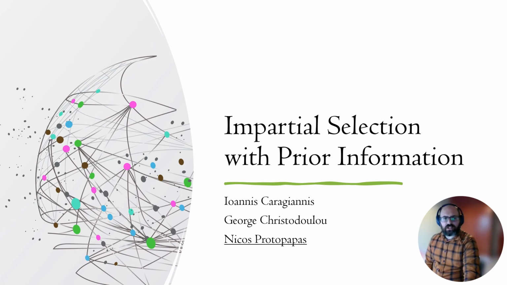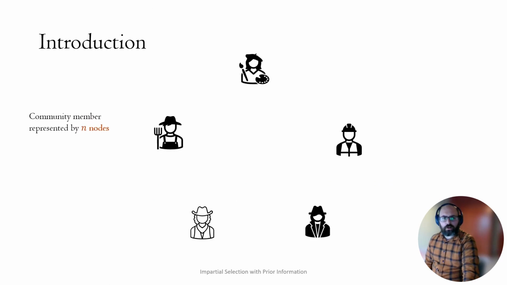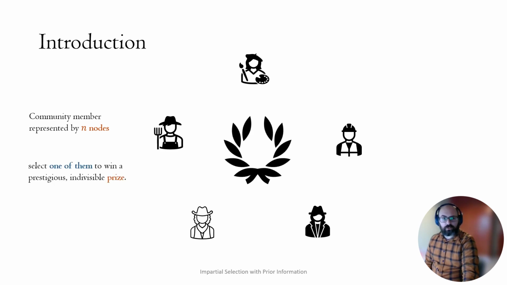Hello and welcome to this flash video about impartial selection with prior information, a paper by Ioannis Caragiannis, George Christodoulou, and Nicos Protopapas. Consider a problem where n members of a community, which we represent as nodes in a graph, need to select one of them to receive a prestigious indivisible prize.